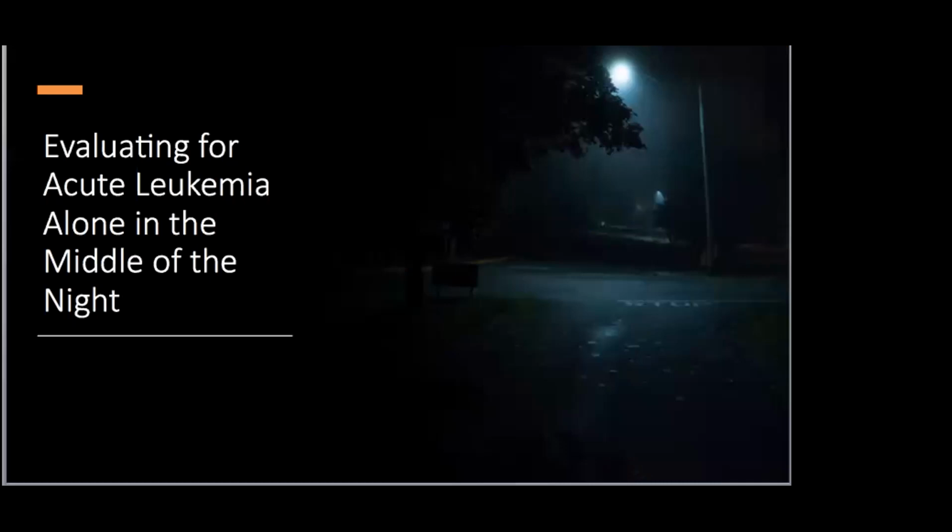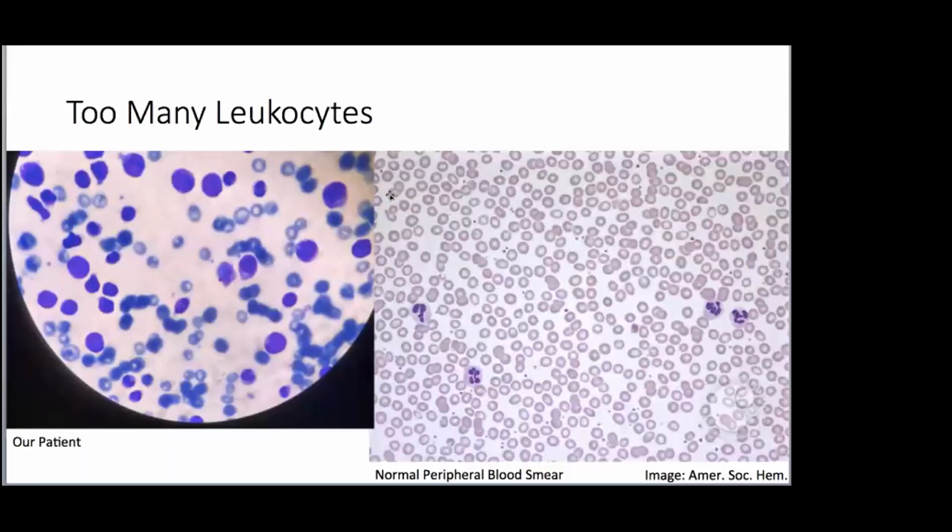So this is evaluating for acute leukemia alone in the middle of the night, either in a place without hematopathology, or if they're not in, or you're at a hospital in a more rural area that's not the UW. So part of this is that there are too many leukocytes. So this is a normal film with a lot of red blood cells and a handful of white blood cells.